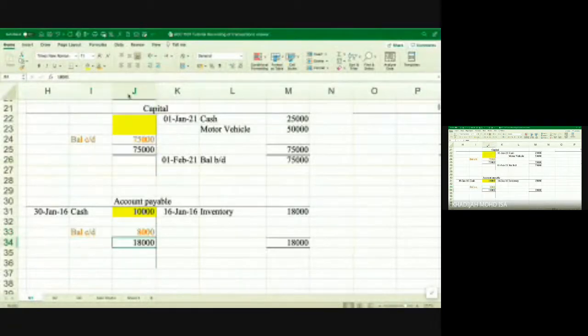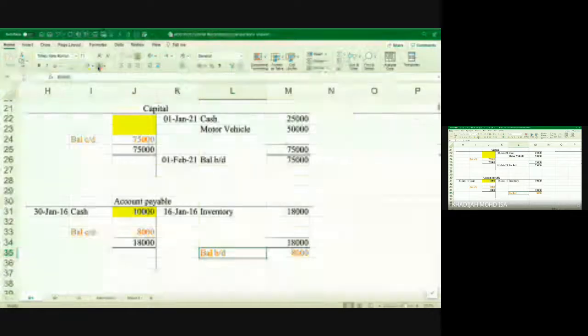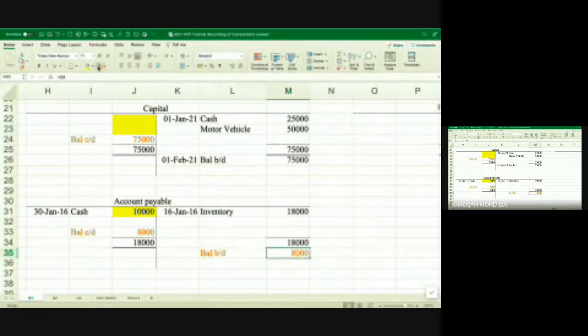So 18,000 minus 10,000, you have a closing of 8,000. This closing will be the opening for your following period. The opening balance of the following period is on the credit side because accounts payable is a liability, so you have an opening balance of 8,000. This one is what we call the opening balance, and this one is what we call the closing balance. Closing is at the end of the period, opening is at the beginning of the new period.